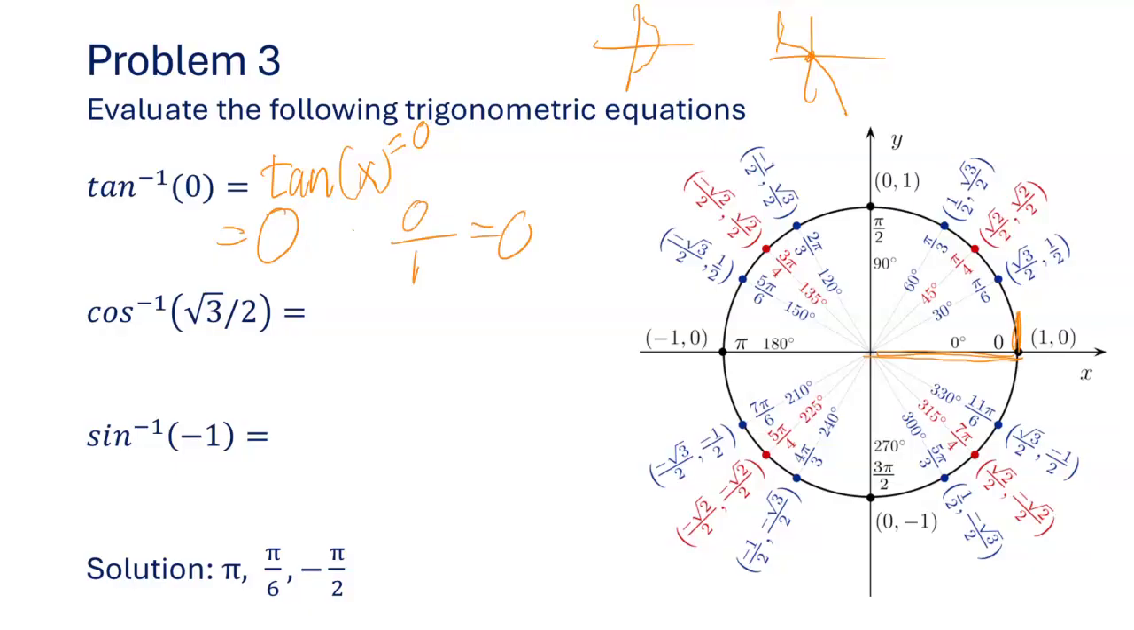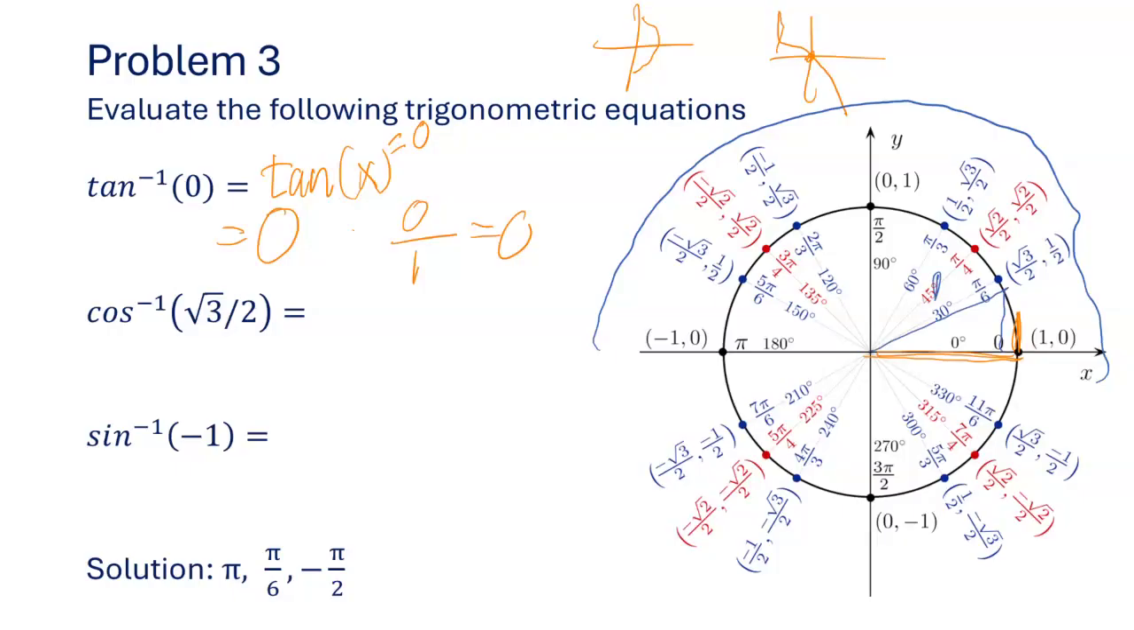Okay. The inverse cosine of root 3 over 2. So we need to find somewhere within this top half where the length is equal to root 3 over 2. Pi sixth. You say pi sixth? Okay. Let's try it out. We have pi sixth over here.